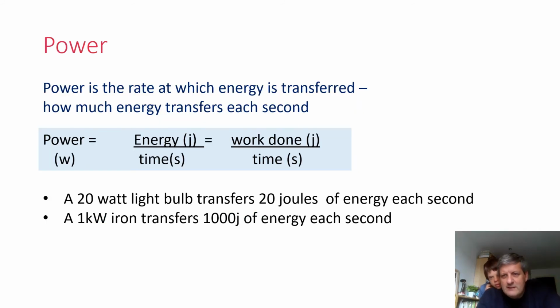So power is the rate at which energy is transferred. Power is calculated from energy divided by time, and because work done measures the energy transferred, we can also write power equals work done divided by time. Power is measured in watts, where 1 watt is 1 joule of energy transfer every second. For example, a 20 watt light bulb transfers 20 joules of energy each second. A 1 kilowatt iron transfers 1000 joules of energy each second.